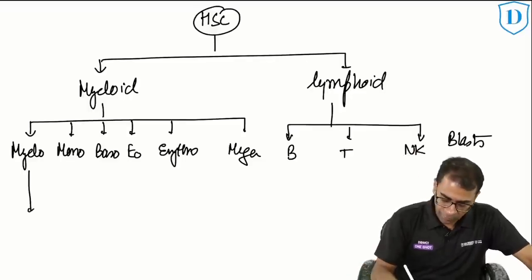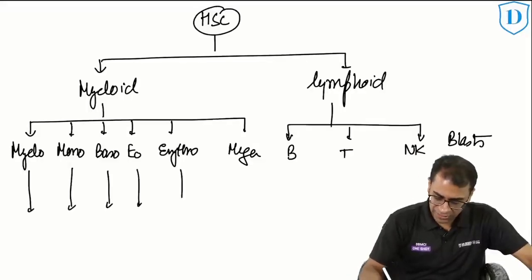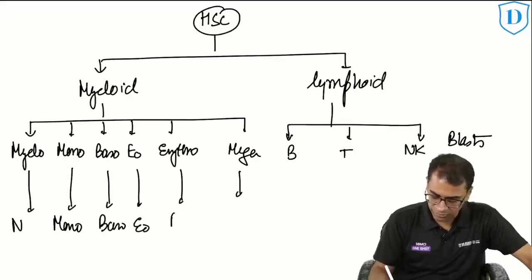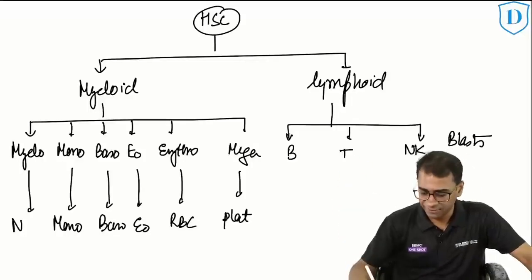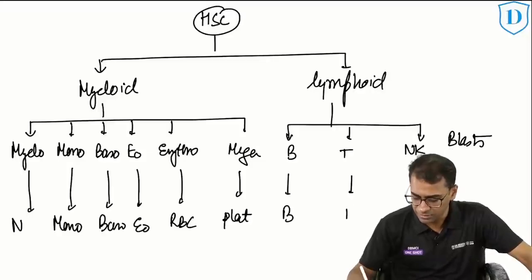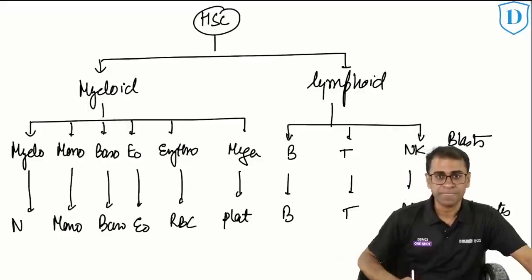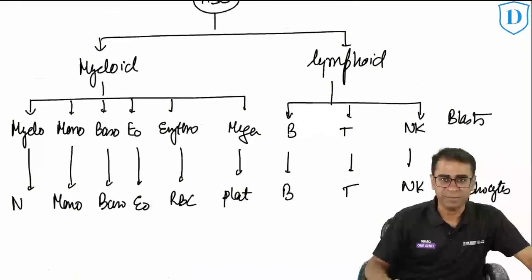They will all now mature to become mature cells. The obvious names for the mature cells: myeloblasts will make neutrophils, monocytes, basophils, eosinophils, RBCs, and platelets. B, T, NK lymphoblasts will make B, T, NK lymphocytes.